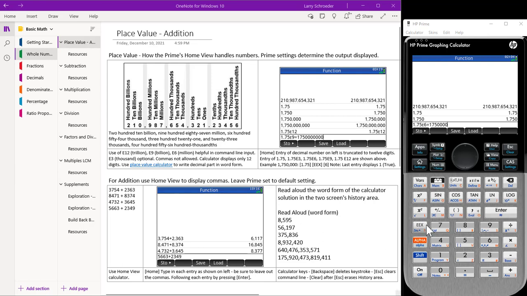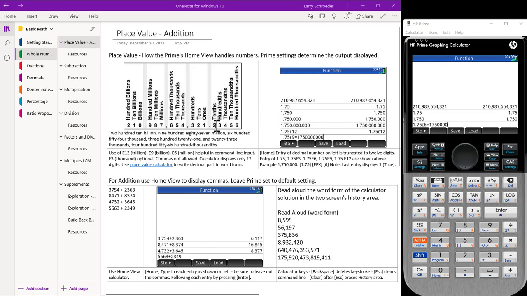Our calculator gives us a helpful way to enter these large numbers. It has an EEX button, which is enter exponent. When you press this button, you will get the letter E, followed by the number. E12 represents a trillion. E9 represents a billion, E6 represents a million, and E3 represents 1,000. You will probably not use the thousands version of this in everyday life.